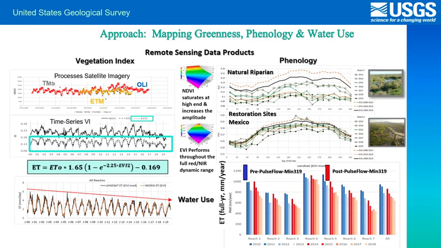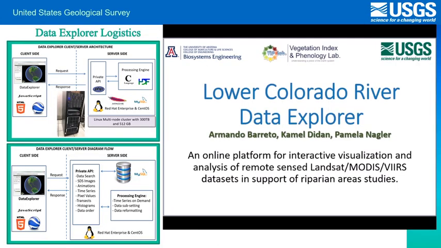This is a plot of water use, ET, over the last 10 years. The blue lines indicate where we had changes before pulse flow in 2014 and after is shown in the red line. So we wanted to see if surface flow had changed at all, any of the vegetation response. So here's what we built, a Lower Colorado River Data Explorer. It's an online platform to interactively visualize and analyze this remote sensing time series, these NASA products, in support of riparian studies.